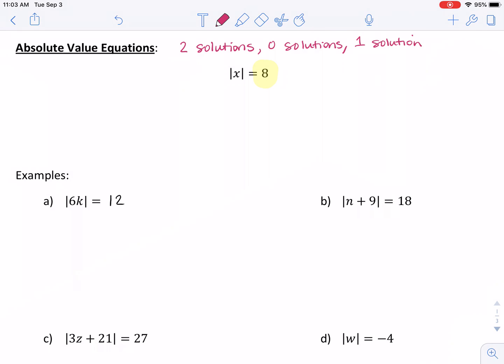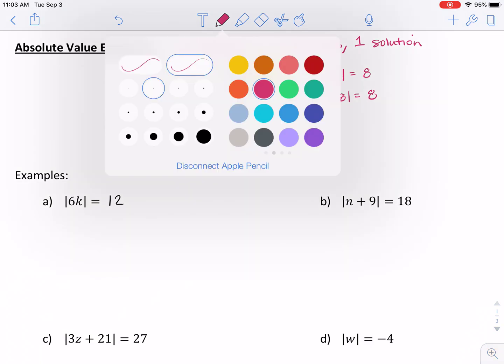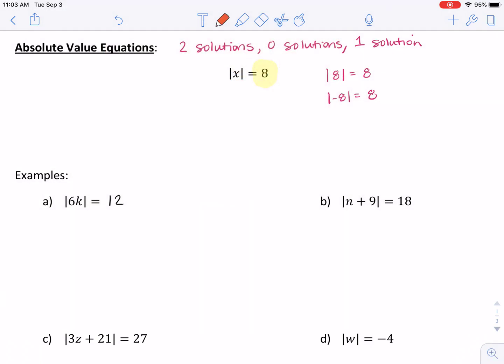Because if you imagine this, you already know that the absolute value of 8 is going to equal 8. But you also know that the absolute value of negative 8 is also still 8 spots away from 0. So what we do is we solve two equations. We solve the normal one, which is x equals 8. And then we solve the other one, which is the negative version of that, equals 8.